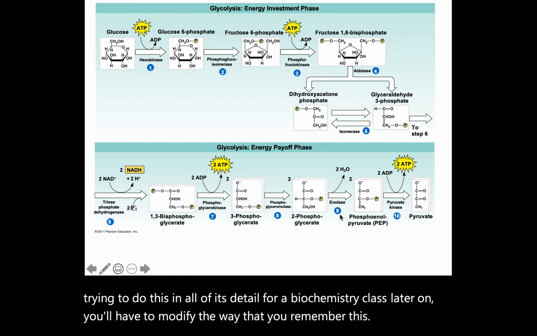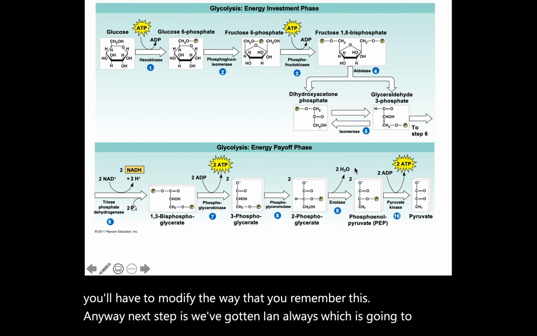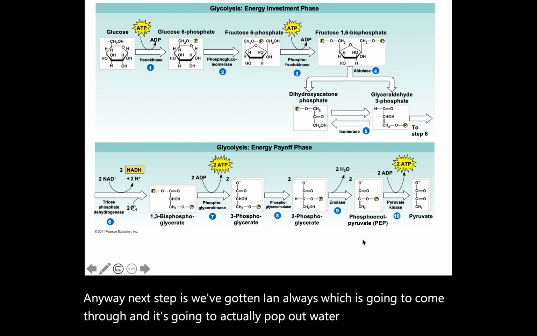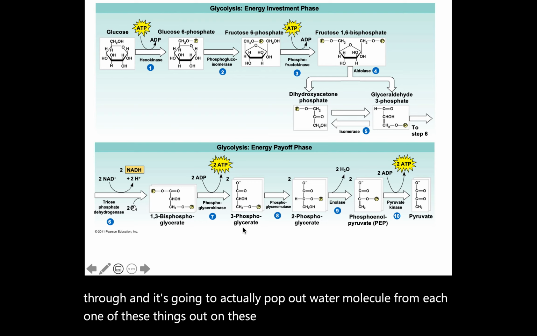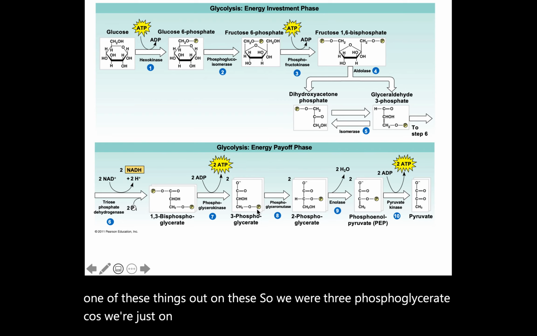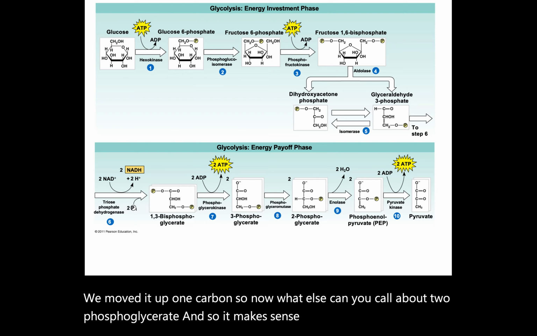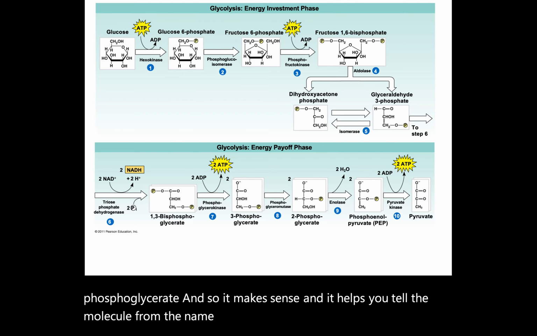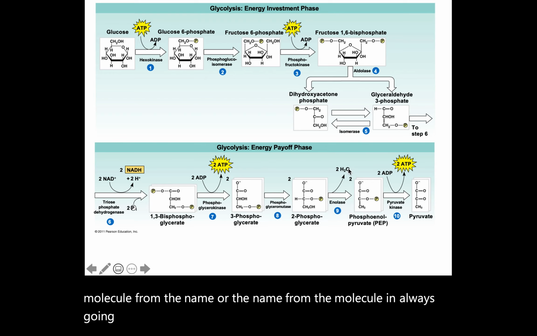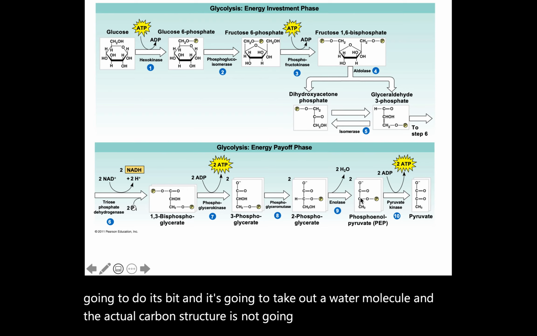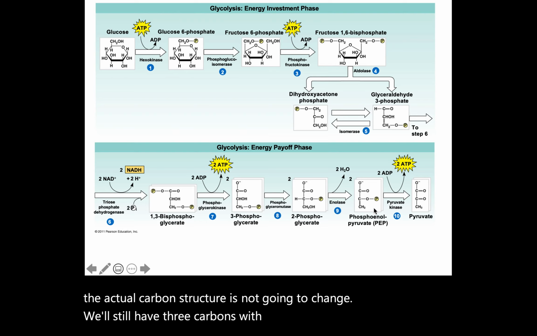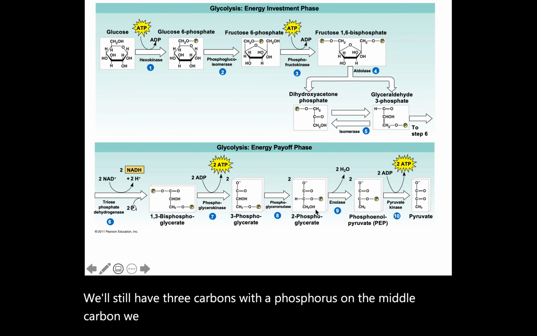Anyway, next step is we've got an enolase, which is going to come through, and it's going to actually pop out a water molecule from each one of these things. So we were a 3-phosphoglycerate, because we were just on the 3rd carbon, and we only had 1 phosphate. We moved it up 1 carbon, so now what else can you call it but 2-phosphoglycerate? And so it makes sense, and it helps you tell the molecule from the name or the name from the molecule. Enolase is going to do its bit, and it's going to take out a water molecule, and the actual carbon structure is not going to change. So we'll still have 3 carbons with a phosphorus on the middle carbon. We just lost an H2O molecule from the bottom carbon and made a double bond in here.